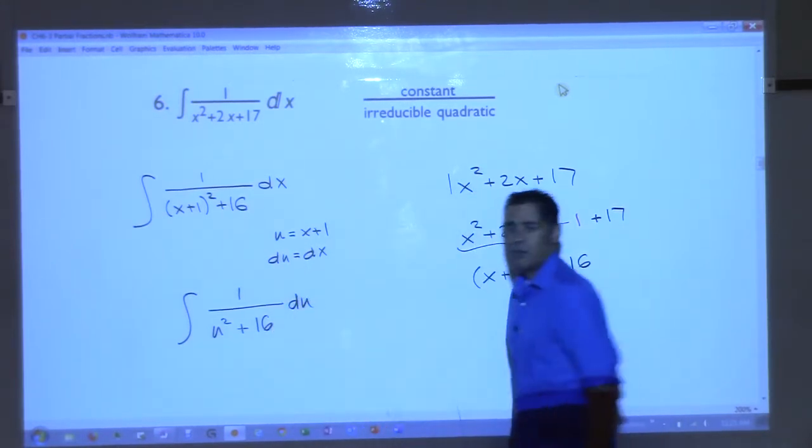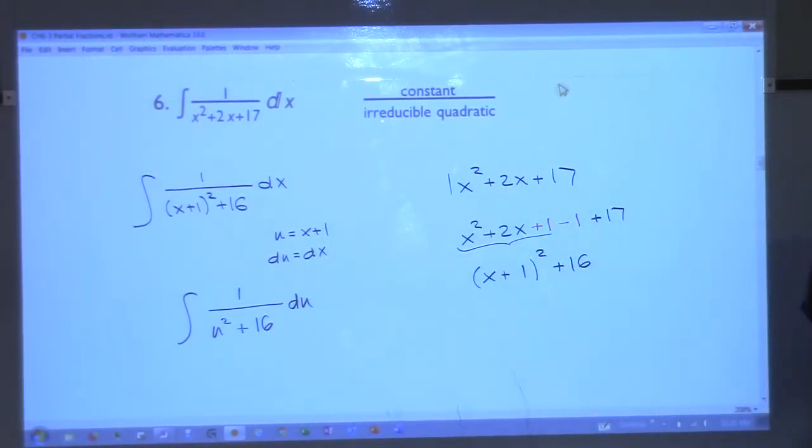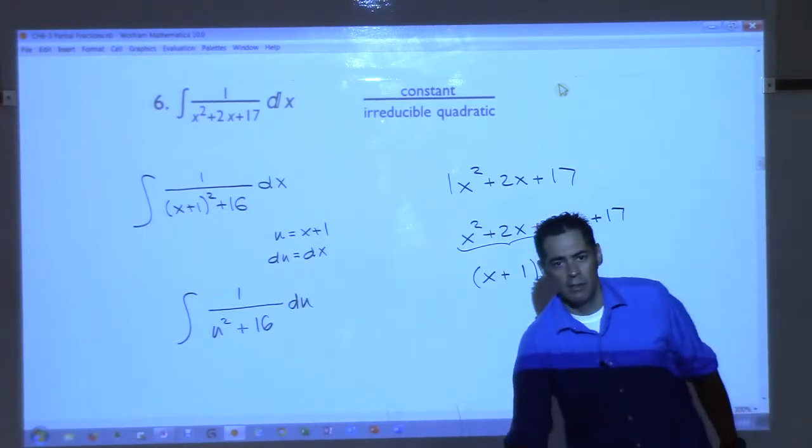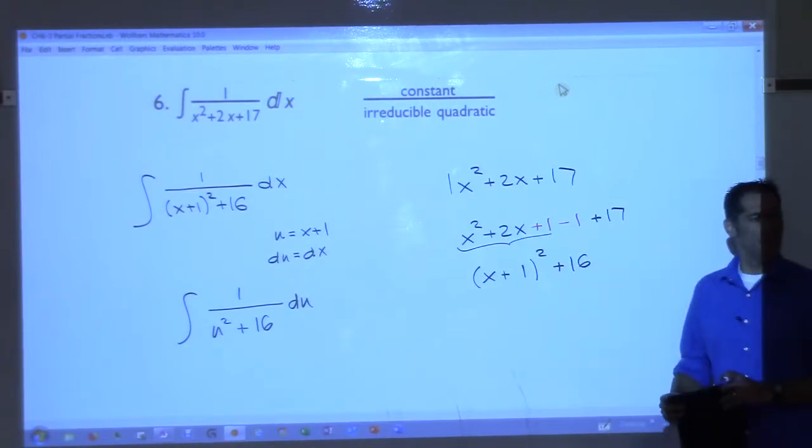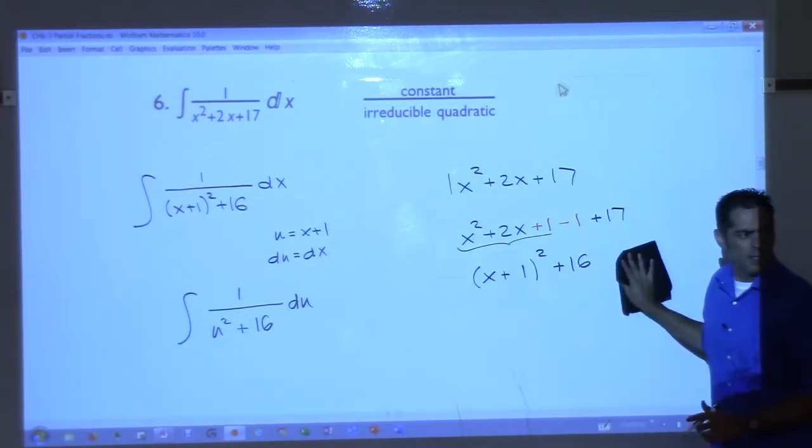And where are we now? Constant over quadratic missing the u term, right? So now we can actually use formula 17. We can use formula 17 now. Isn't that also inverse tangent though? That is formula 17. Wait, it is 17, right? It is 17, yeah. That is 17.